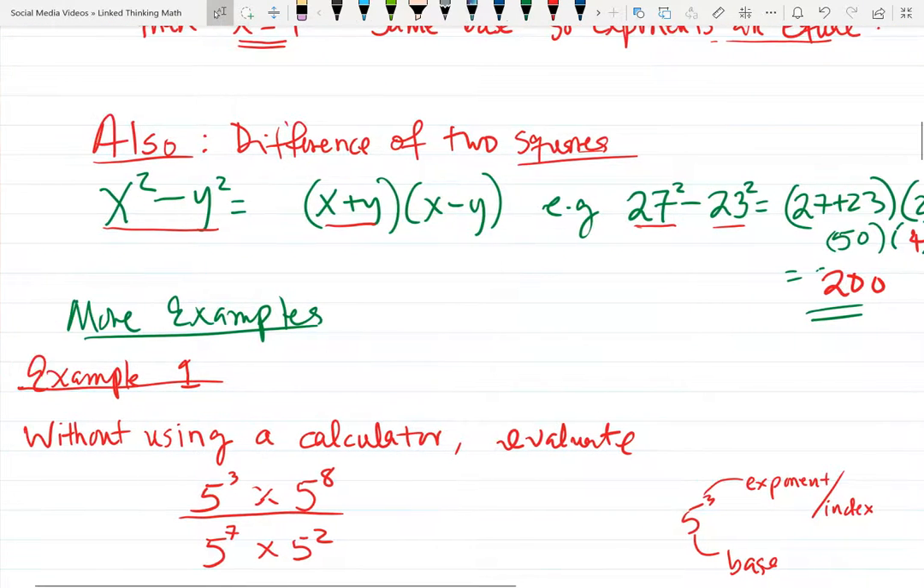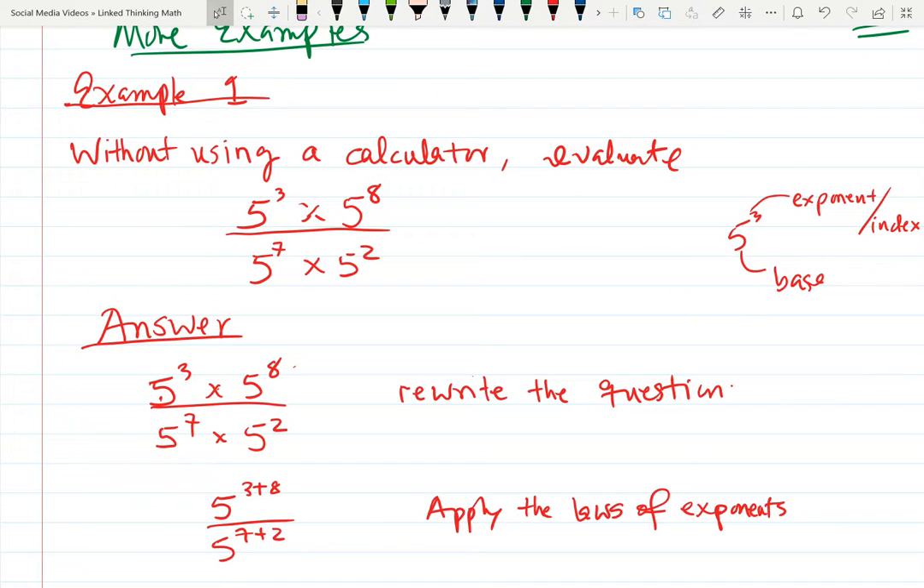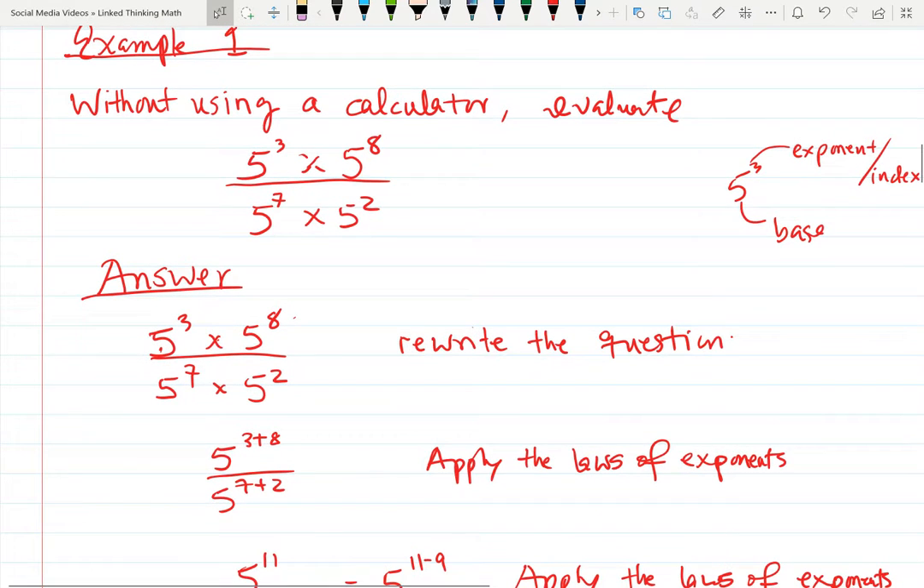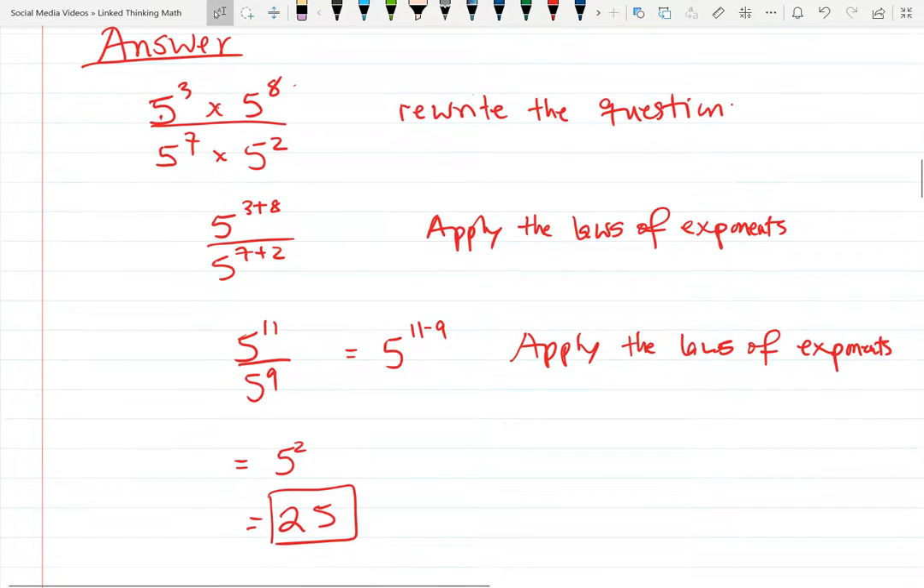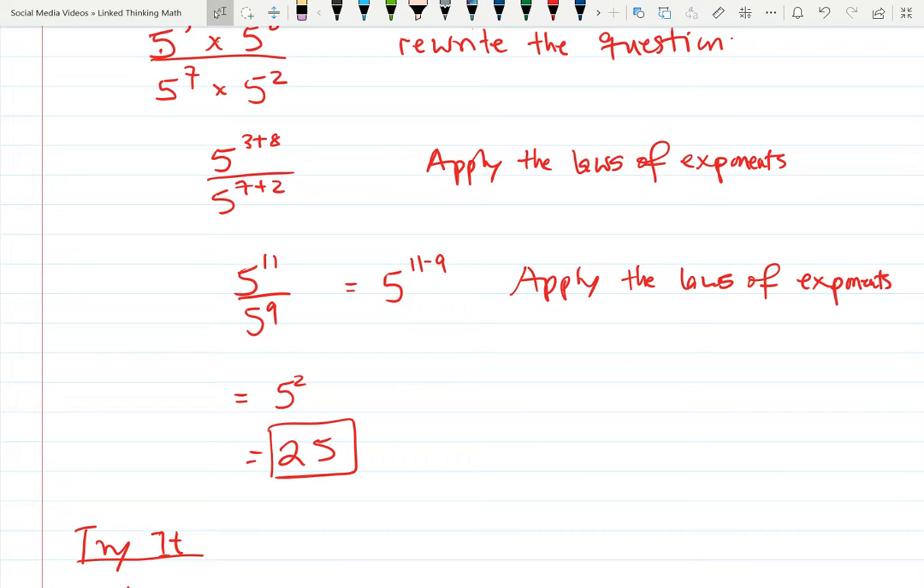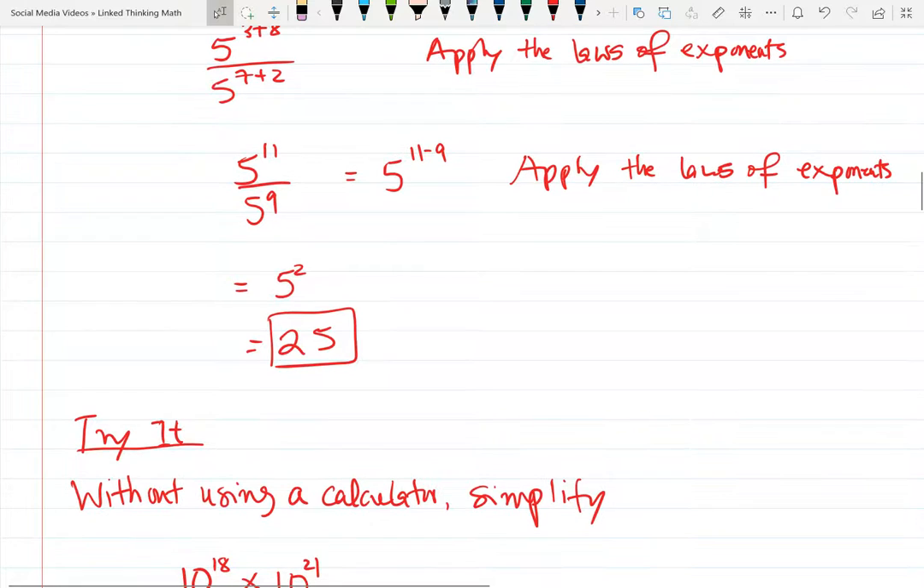Okay, let's do some more examples. Without using the calculator, evaluate this expression: 5 to the power 3 times 5 to the power 8, divided by 5 to the power 7 times 5 squared. So what do you do? You apply the laws of exponents. First, the top is multiplying, so you add the exponents. You do the same for the denominator. Then you apply the next rule, which is when they're dividing with the same base, you just subtract the exponents. And you end up with 5 squared, which is 25.